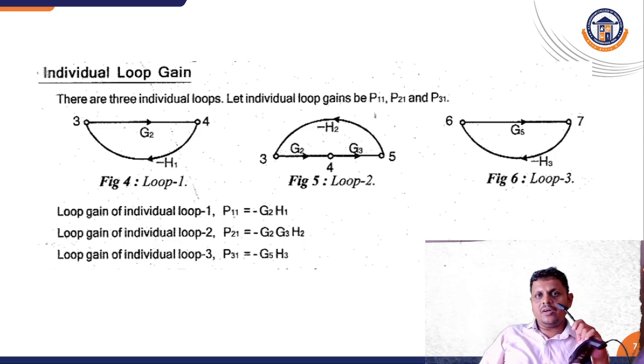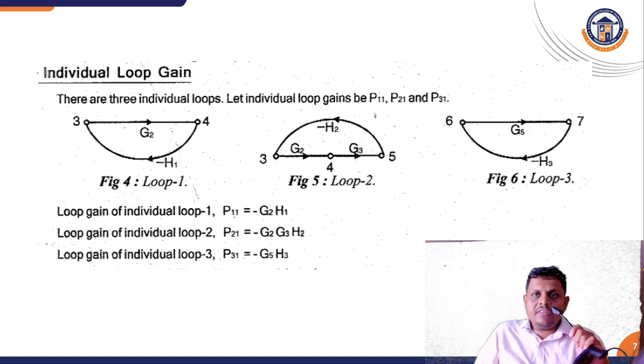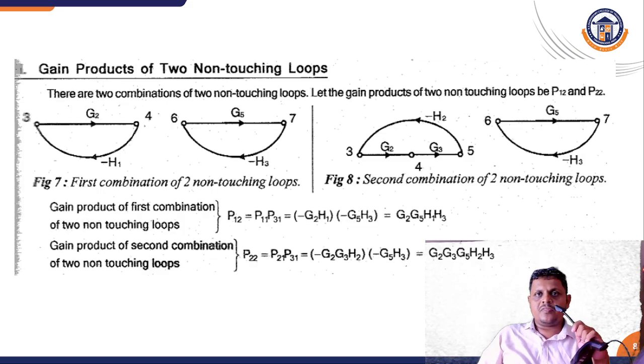The loop gain of individual loop 1, that is P11, is equal to minus G2 into H1, and the loop gain of individual loop 2, that is P21, is equal to minus G2 G3 into H2, which connects nodes 3, 4 and 5. Next, the loop gain of individual loop 3, that is P31, connects nodes 6 and 7, and is equal to minus G5 into H3. So these are the individual loop gains we calculated. We have 3 individual loops.